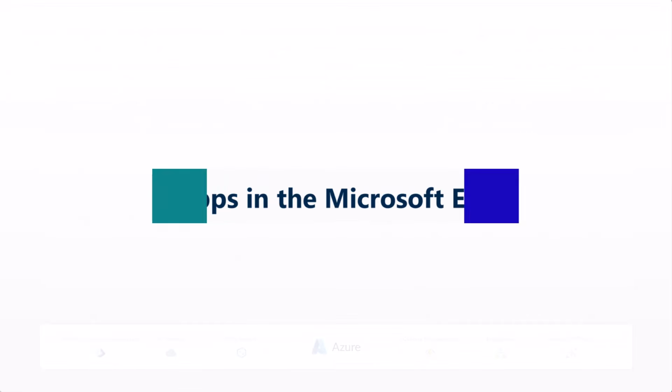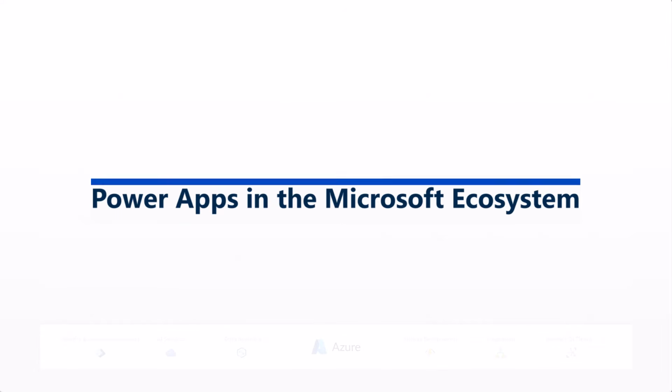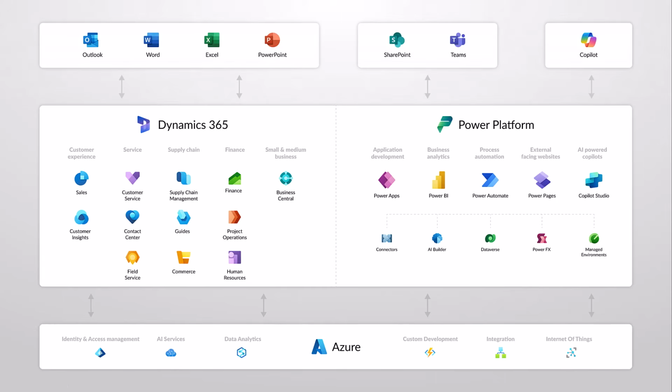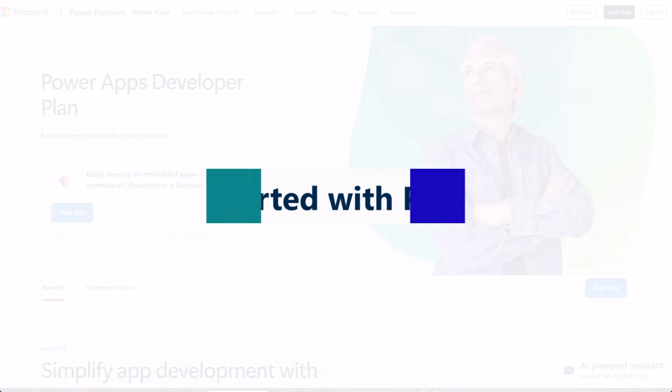So let's take a look at where Power Apps sits within the Microsoft ecosystem. So first, everything resides in Azure, right? So Azure is kind of your infrastructure for Power Apps. Then if you look at the business application landscape, you have your Dynamics 365 apps on your left-hand side, and you have Power Platform, right? So Power Apps sits within the Power Platform. And then next to Power Apps, you have Power BI, Power Automate, Power Pages, Copilot Studio, and so forth. And then on top of that, you have your Microsoft 365 applications like Outlook, Word, SharePoint, Teams, and of course, Copilot.